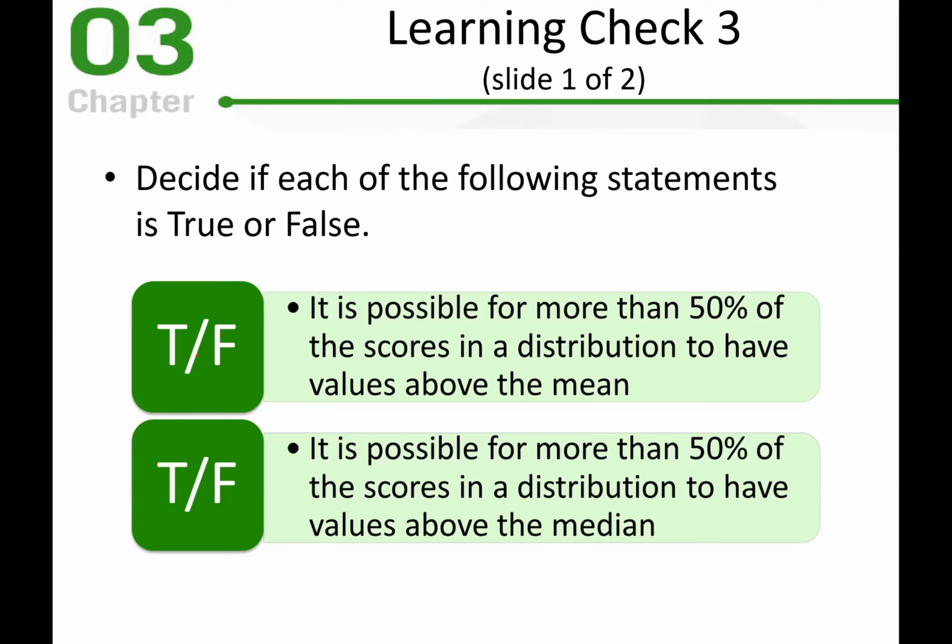The second question asks, true or false? Is it possible for more than 50% of the scores in a distribution to have values above the median? Well, that's going to be false because the median identifies the middle point of the distribution, right? 50% of it is going to be higher and 50% is going to be lower than that median, right? So you can't have 60% of scores above the median, all right, or 80% of scores above the median. It's always kind of 50-50, all right, above, below.